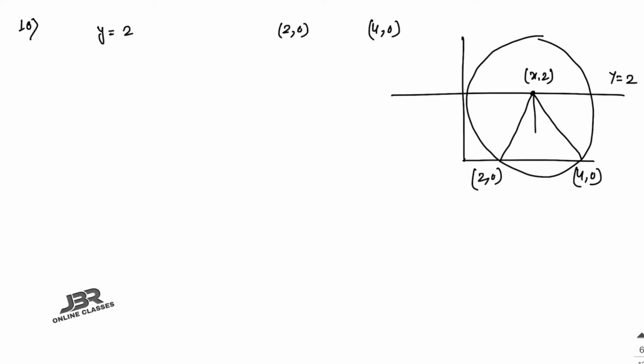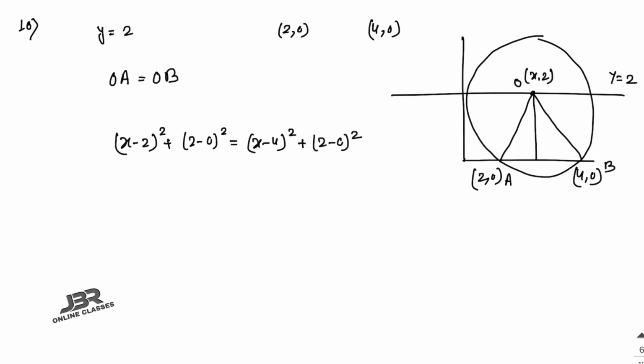Now if you draw a perpendicular line in this way, then the radius, suppose this one is a and this one is b, and if this one is o, so definitely you can write down oa equal to ob. Both are the radius, clear. So here you can write down x minus 2 whole square plus 2 minus 0 whole square, that one equal to x minus 4 whole square plus 2 minus 0 whole square.